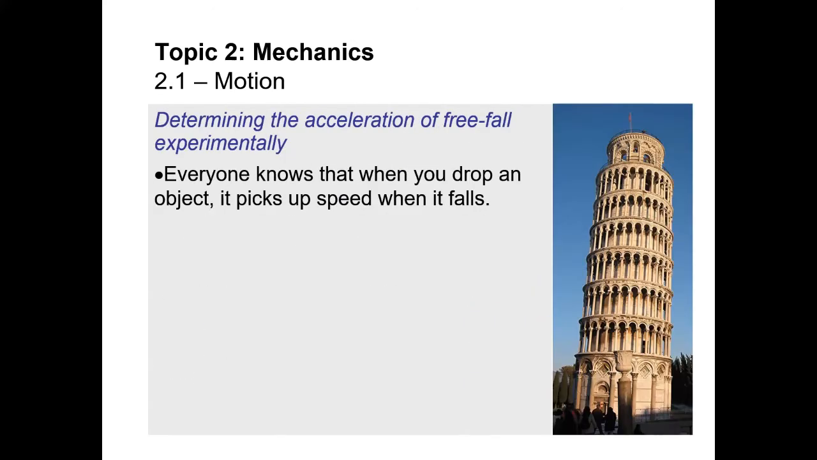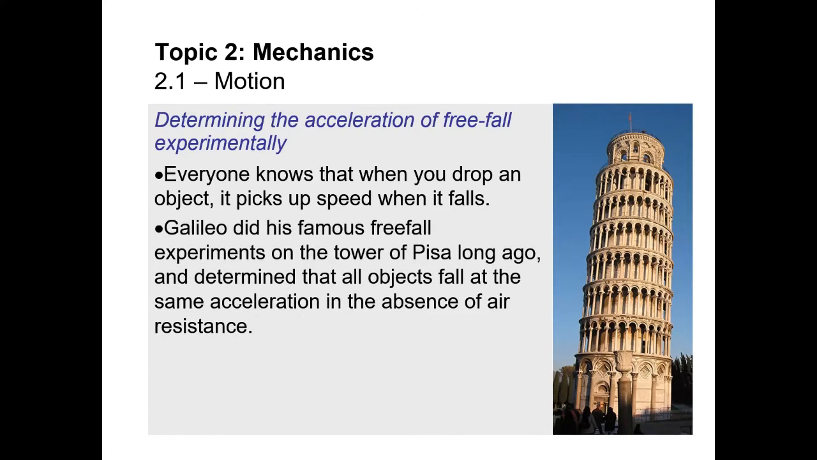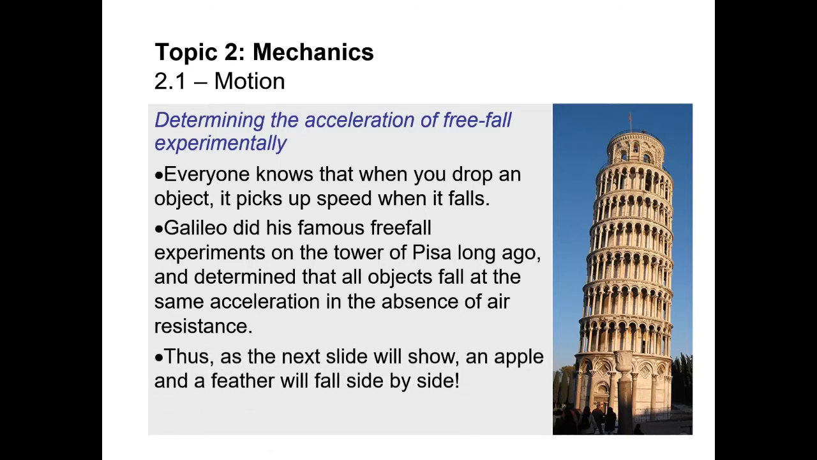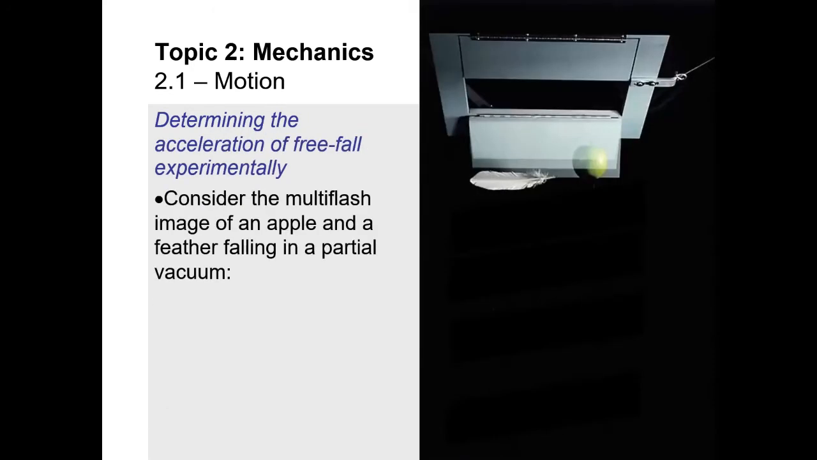Everyone knows that when you drop an object, it picks up speed when it falls. Galileo did his famous free fall experiment on the Tower of Pisa long ago and determined that all objects fall at the same acceleration in the absence of air resistance. Thus, on the next slide, we will show an apple and a feather falling side by side. Consider the multi-flash image of the apple and a feather falling in a partial vacuum.